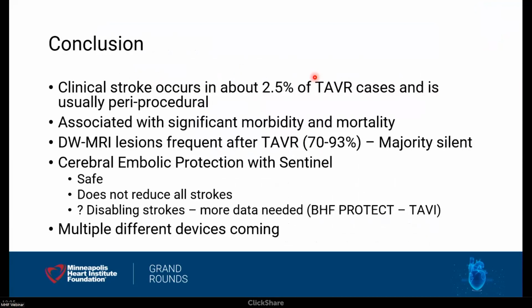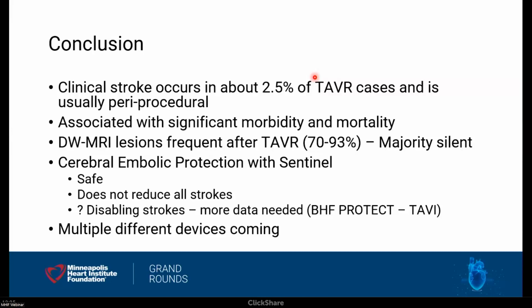So that's my conclusion. Stroke in TAVR is pretty common. It happens in about 2.5% of the cases. It's peri-procedural. It's associated with significant morbidity and mortality. We do know that MRIs following TAVR will show embolic phenomena. That doesn't mean it's a stroke. In the majority of them, these are silent lesions.